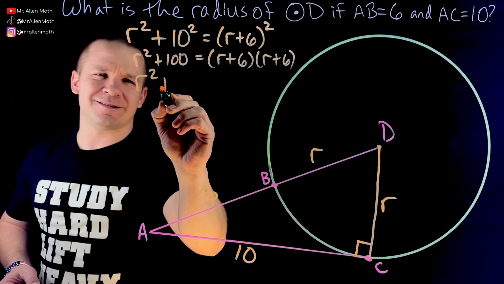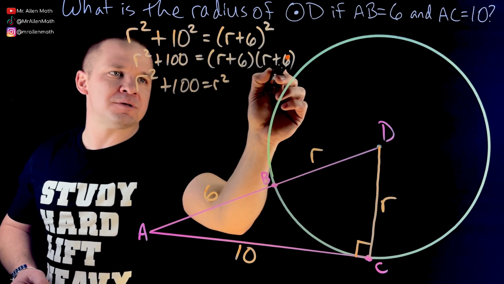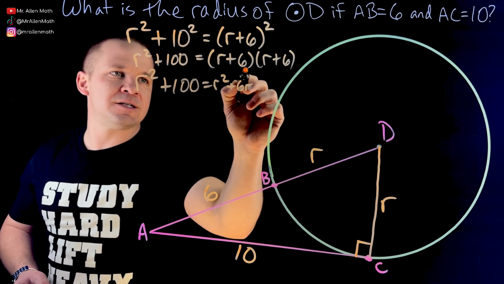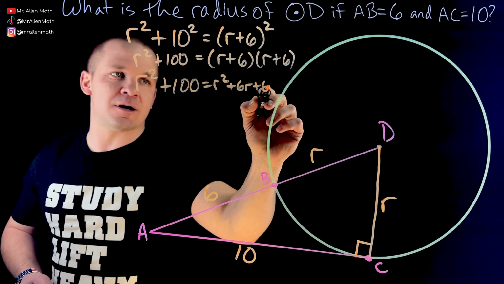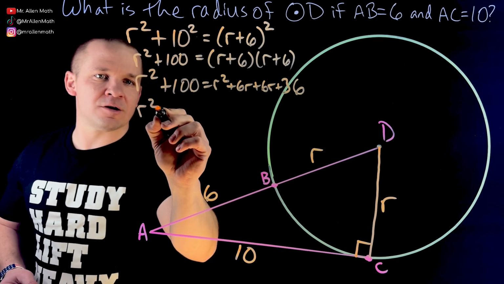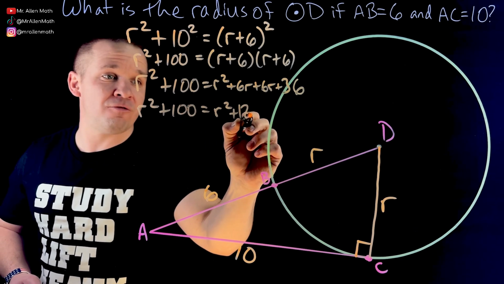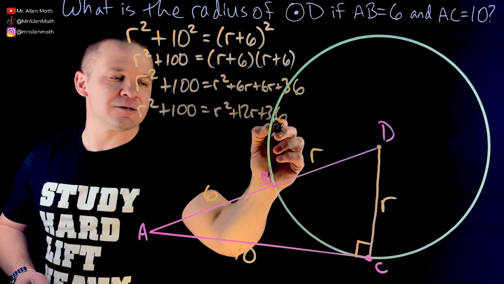All right, and I got you guys. R times R is R squared. R times 6 is 6R. 6 times R is also 6R. 6 times 6 is 36. And now I have R squared plus 100 equals R squared plus 12R plus 36, okay?